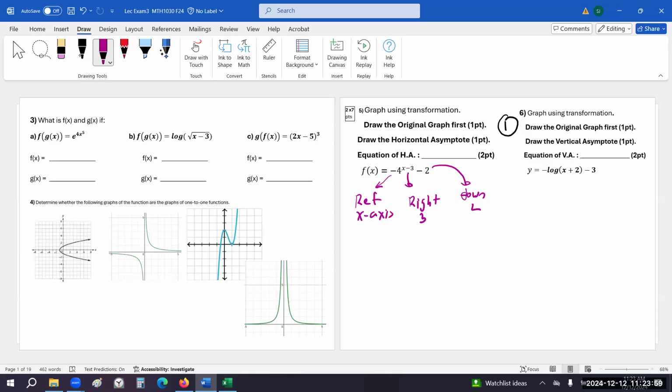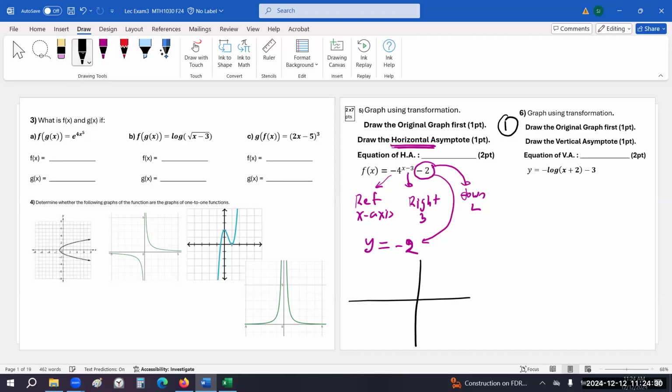For exponential, we get a horizontal asymptote. Every horizontal line goes from left to right, so it has an equation y equals. Now we get the horizontal asymptote from the single number. Horizontal asymptote is a single number. It's y equals -2. My bad, sorry. -2.